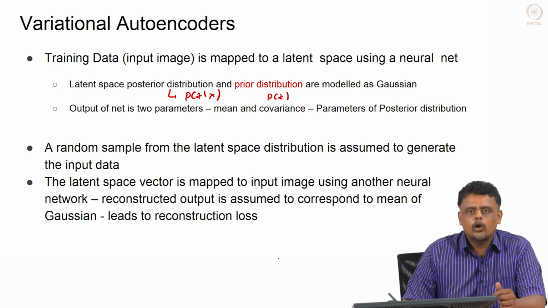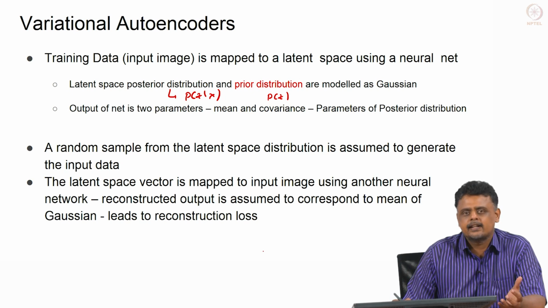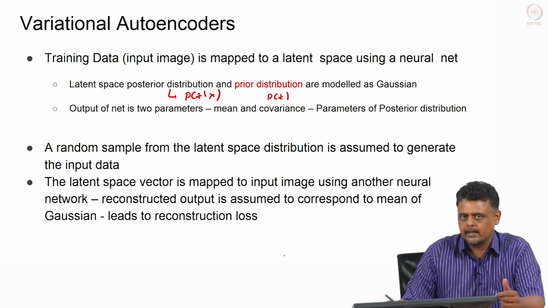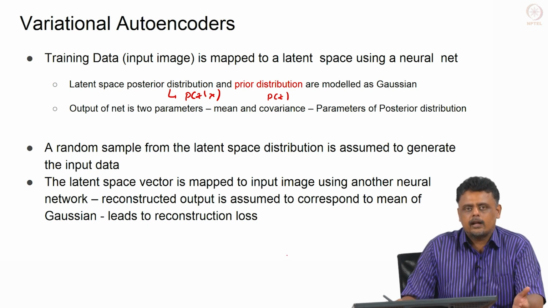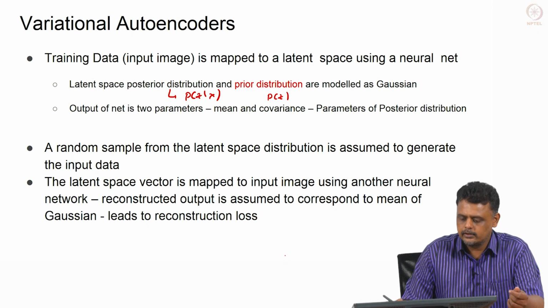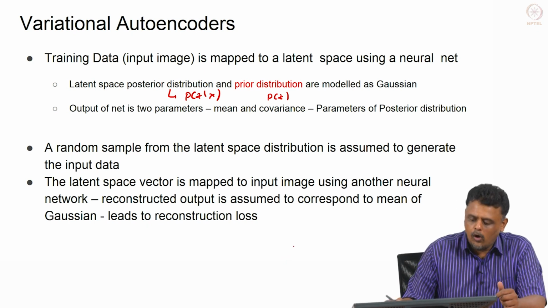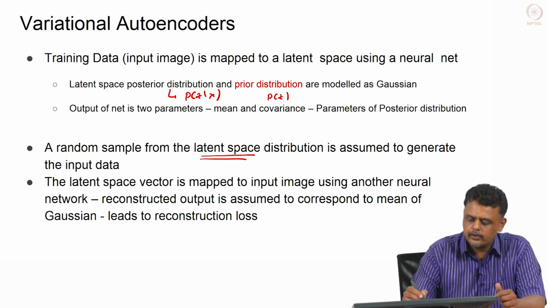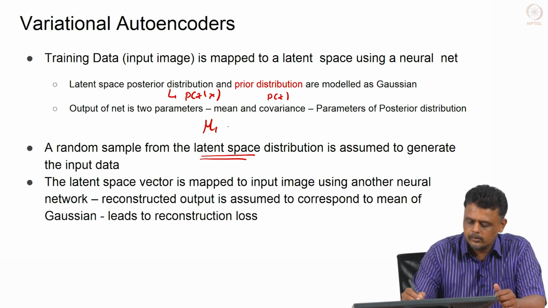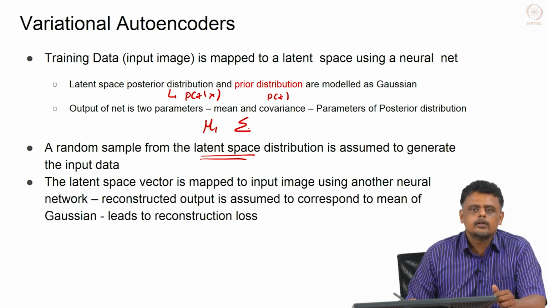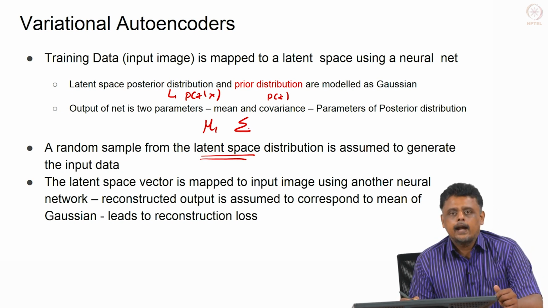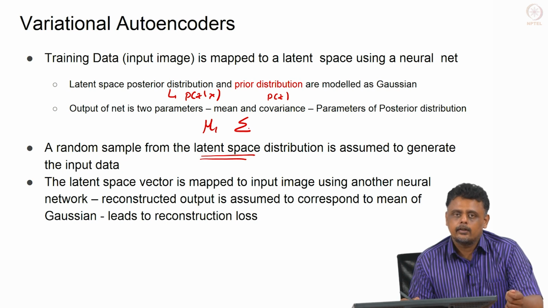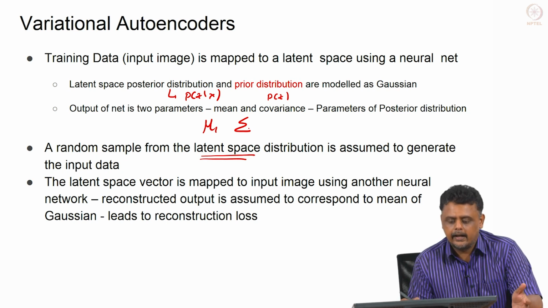The output of the network, which provides p of z given x, does not exactly give you samples from p of z given x. Instead, since we have parameterized it as a Gaussian, it gives you two parameters, basically the mean and covariance of the distribution. Now, we draw a random sample from the latent space. Once we know the mean mu and the covariance matrix, we can sample z from this latent space and use that to generate data which is similar to your training data x.